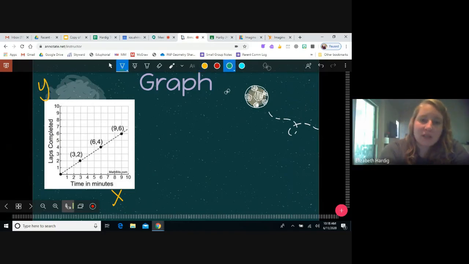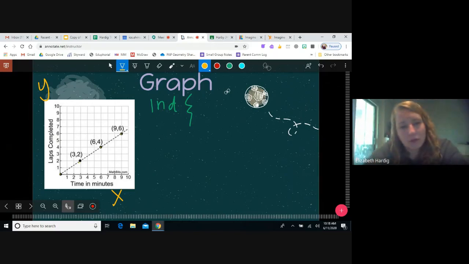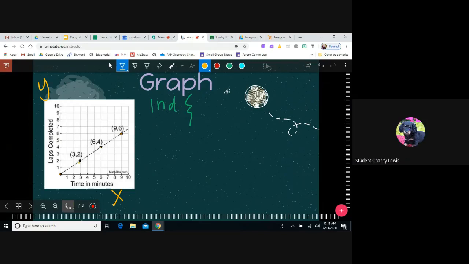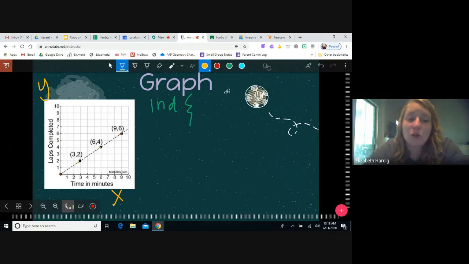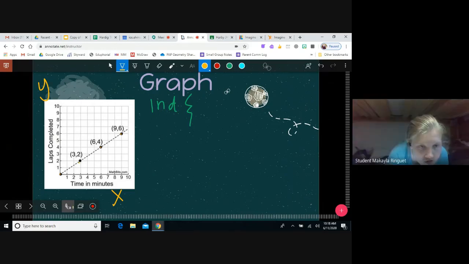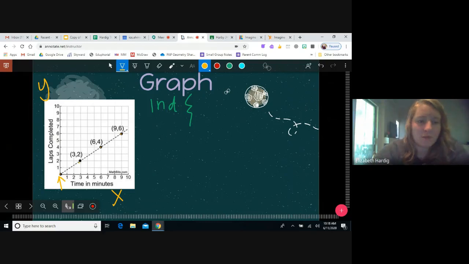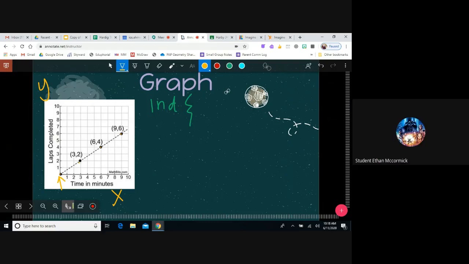So then when I want to list out my independent quantities, what numbers are those? Let's look at our points. We have this point right here, this point, and this point. For those particular points, what are the X coordinates of them? 3, 6, and 9. Yes, and you are missing 1. What's the X coordinate for the point at the very bottom? 0. So 0, 3, 6, and 9.